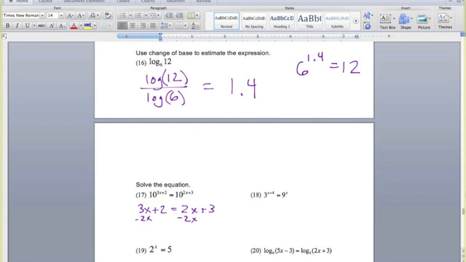Subtract 2x from both sides. And subtract 2 from both sides. If I take that back and plug it in, I get 10 to the 5th equals 10 to the 5th. So that is a true statement.